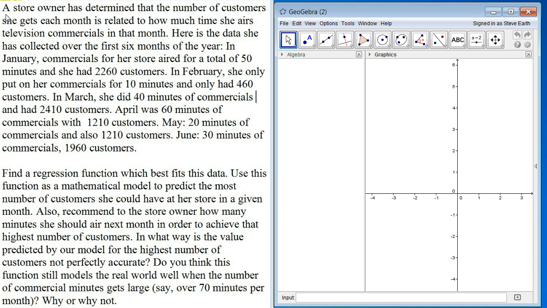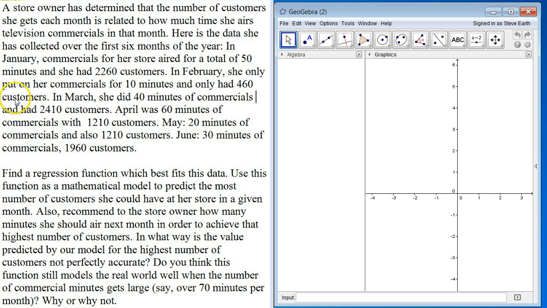It says, a store owner has determined that the number of customers she gets each month is related to how much time she airs television commercials in that month. Here is the data she's collected over the first 6 months of the year. In January, commercials for her store aired for a total of 50 minutes, and she had 2,260 customers.